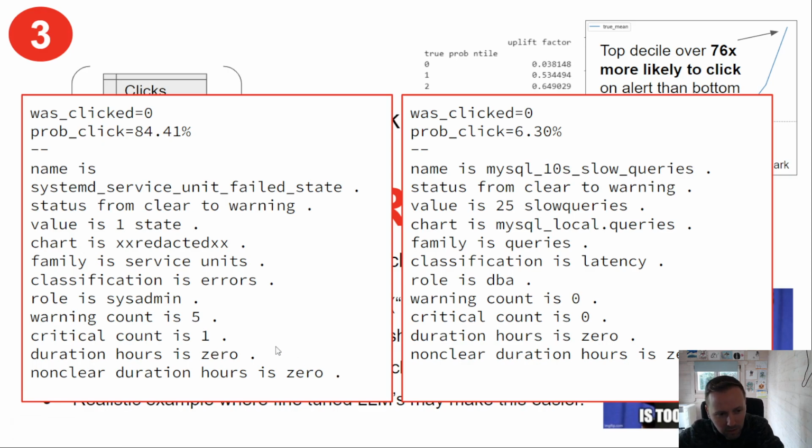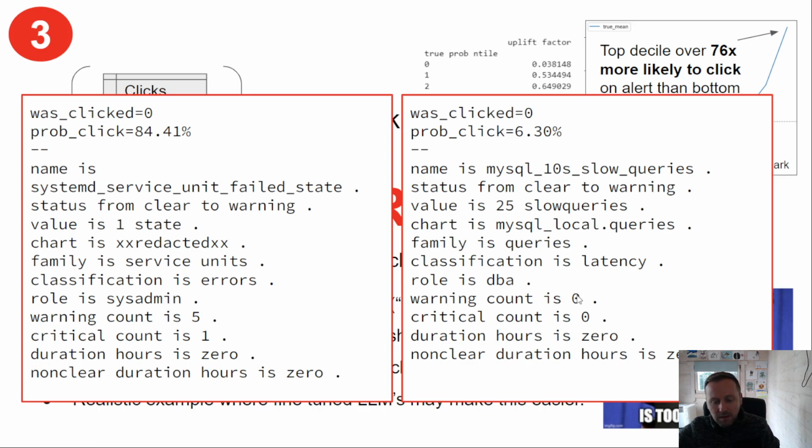So the model reads this text and gives you this score to say, wow, this is like an 84%. The probability of click here is 84% according to the model, which is much, much higher than average. So this is something that the model thinks is really salient or impactful, versus something over here where we see MySQL slow queries. There's 25 slow queries, went from clear to warning.